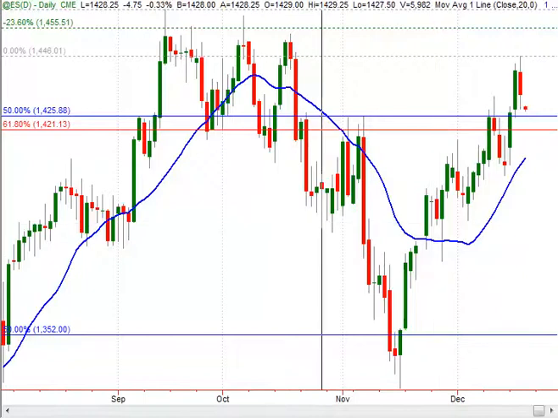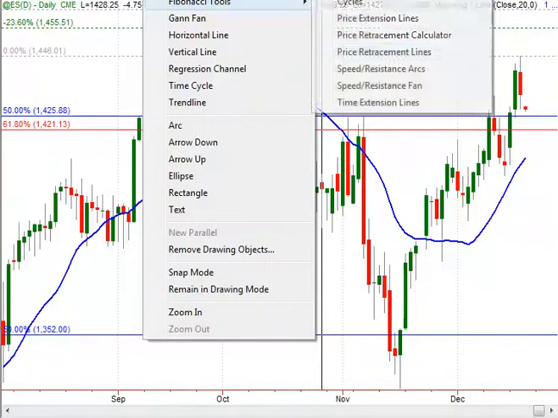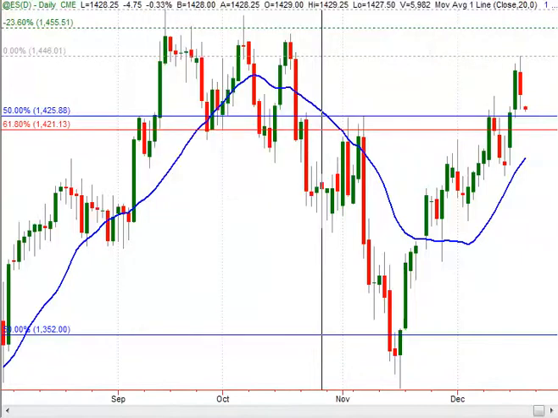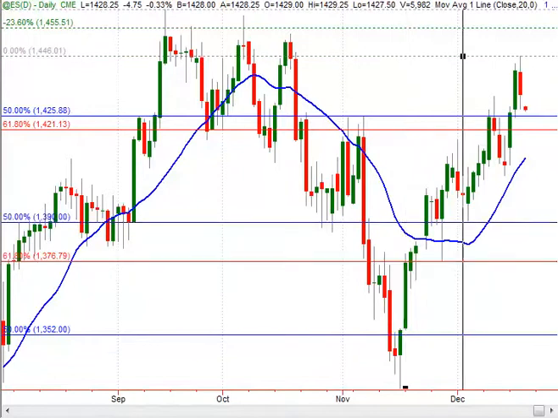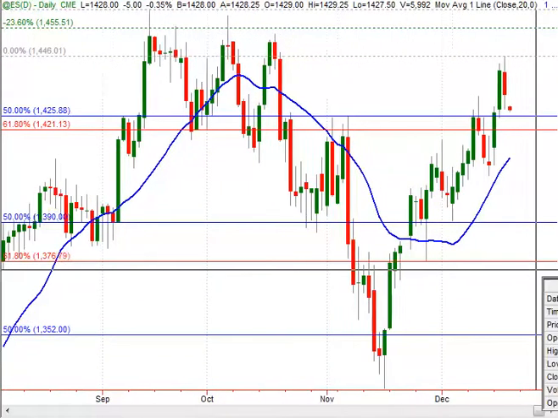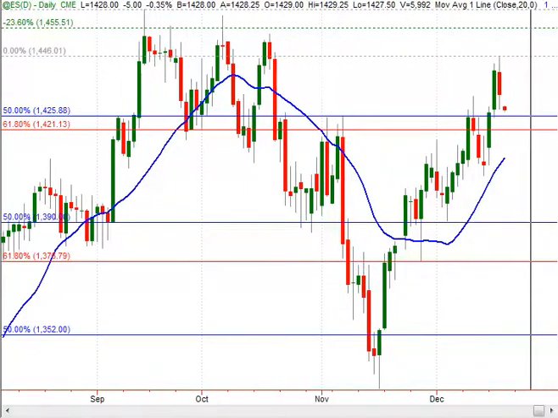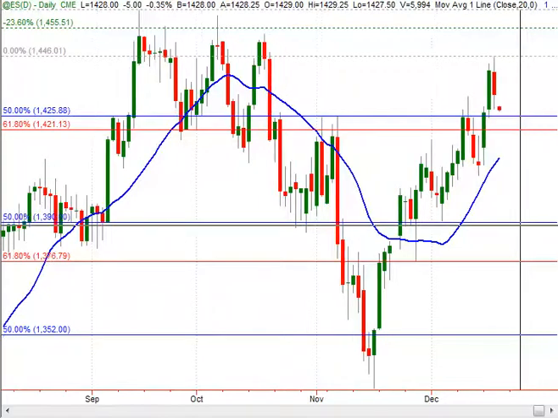If that does not happen, then a full retracement is now possible, and this full retracement would actually bring price into the 1390. So below the 1421, it's possible that this market is going to retrace all the way into 1390.